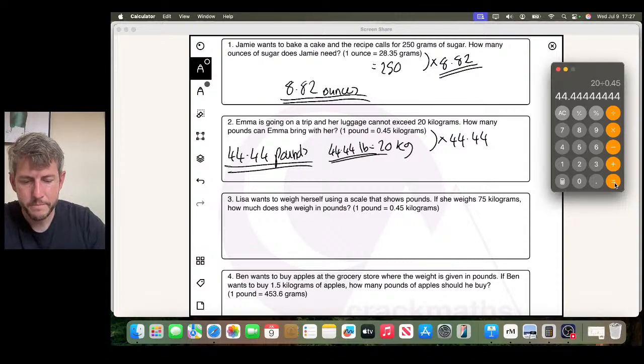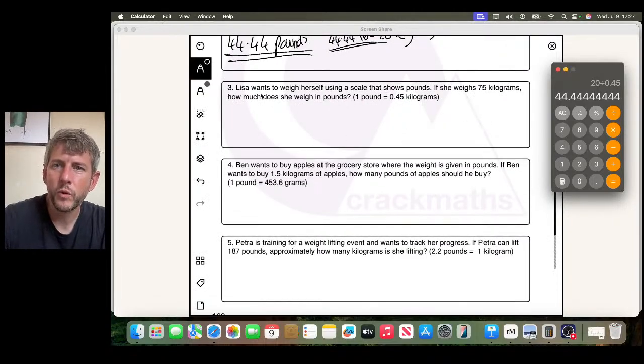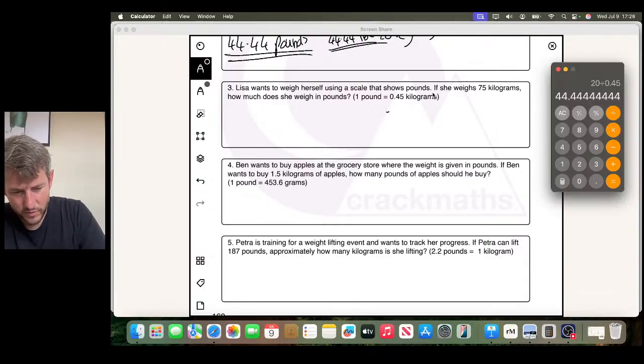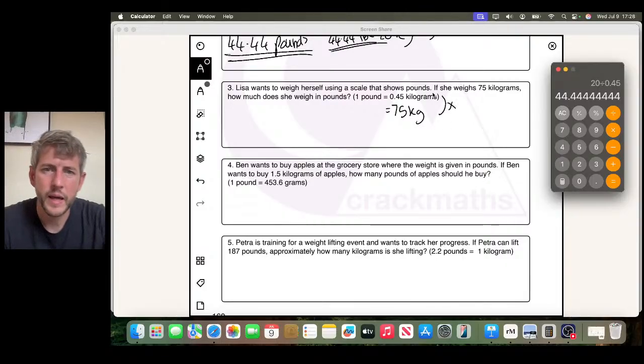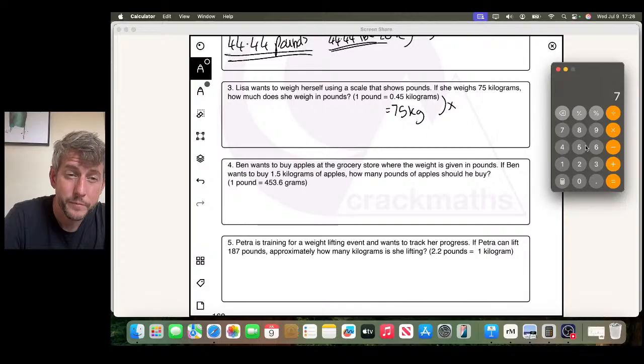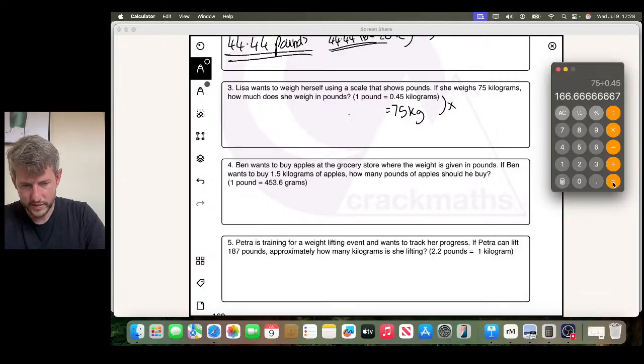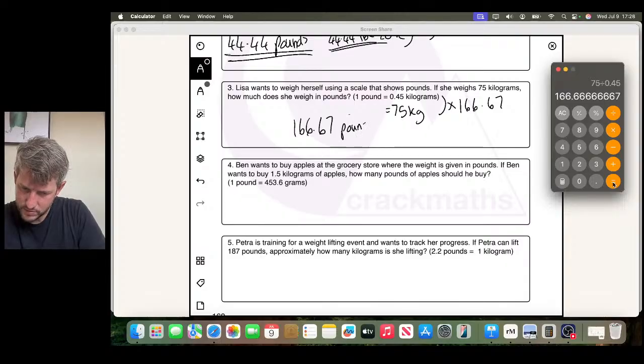Okay, question 3. We've got Lisa wants to weigh herself using a scale that shows pounds. She weighs 75 kilograms. How much does she weigh in pounds? Okay, right, so we want to get to 75 kg. Okay, what are we timesing that by? We have to do 75 divided by 0.45 is 166.67. So that'd be 166.67 pounds.